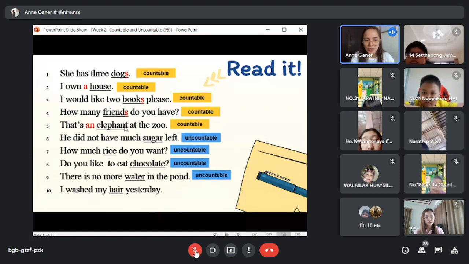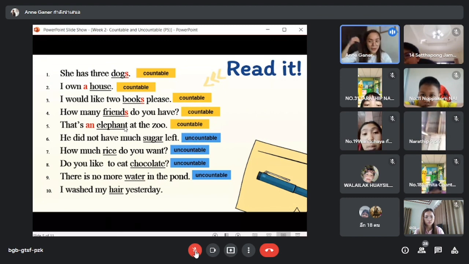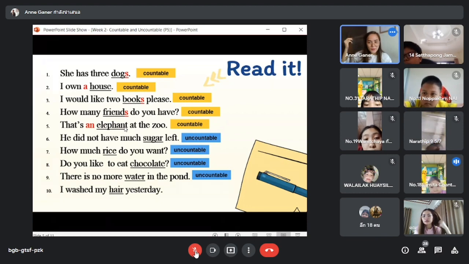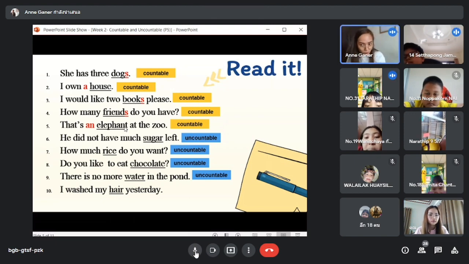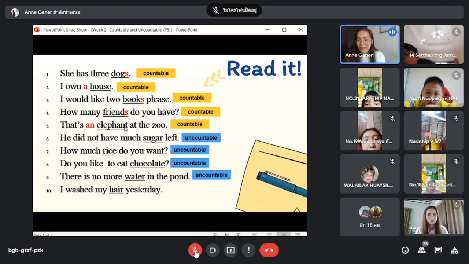Okay, number 10. Last would be number 10. I washed my hair yesterday. Who wants to read? Hair, countable or uncountable? Can you count your hair? You will take 10 years to finish counting your hair. Samita, can you count your hair?